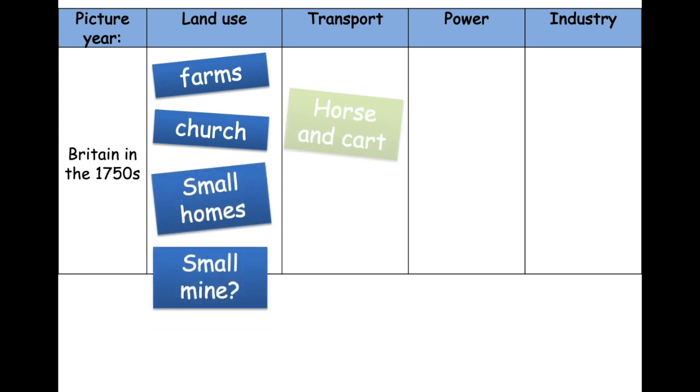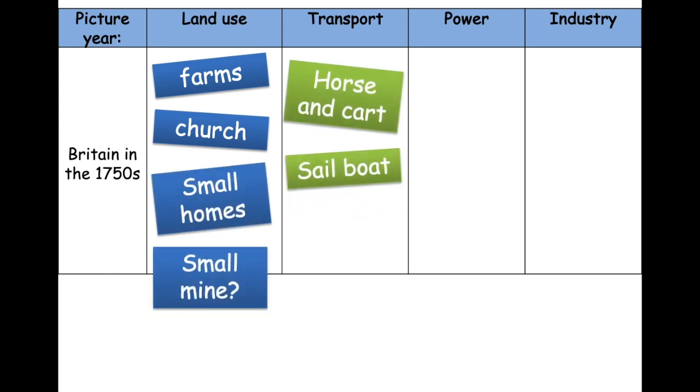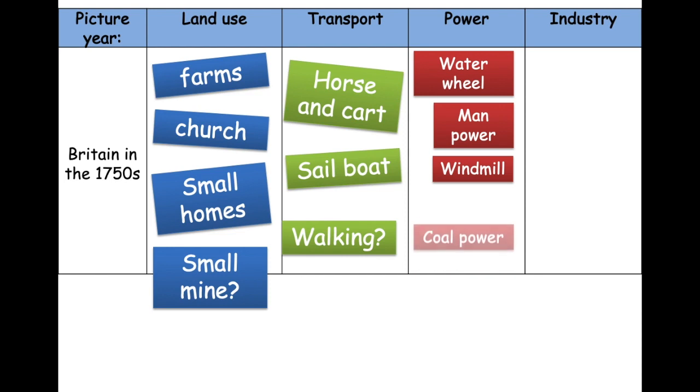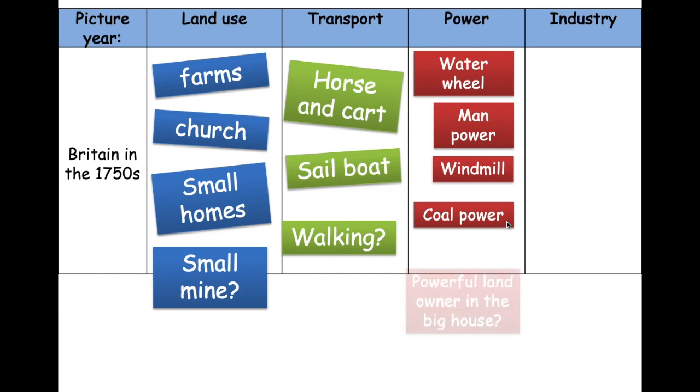So, where do we get to? Transport, there's horse and carts. There's a small sailboat in the back of the image. People are walking around. If you don't spot any of this, you can always go back in the video, take a little look at the image again and see if you can find what's shown on this table. Power-wise, we're seeing a water wheel, lots of manpower. That's just people moving machines and getting them to work. We saw a windmill. That was a very, very popular method of getting machinery to work. And coal power. Having a small mine nearby would make coal power a lot easier.